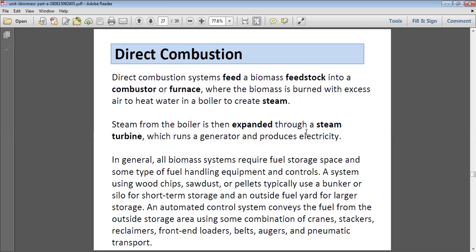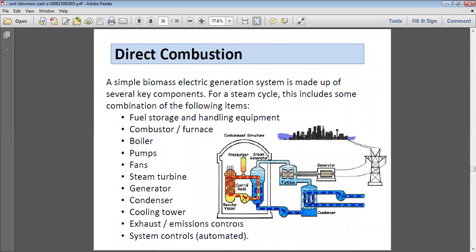So we need automated control systems for conveying the fuel in conjunction with direct combustion, and with the storage of this biomass for a longer or shorter period. So these are some of them. Next is thermochemical conversion.